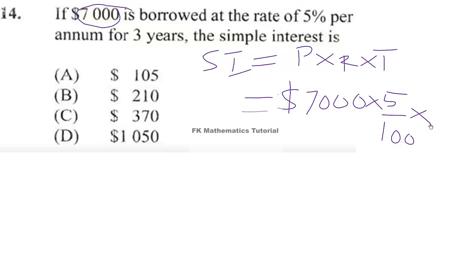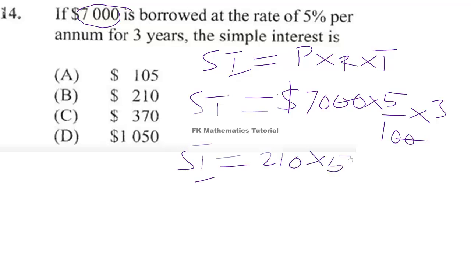For how many years? For 3 years, so times 3. So the simple interest will now be equal to, let's cancel this and this. We are left with 3 times 5 times 70. So 3 times 70 will be 210 times 5. So 210 times 5 will be equal to $1,050. So the correct option is option D. That will be the simple interest for 3 years.